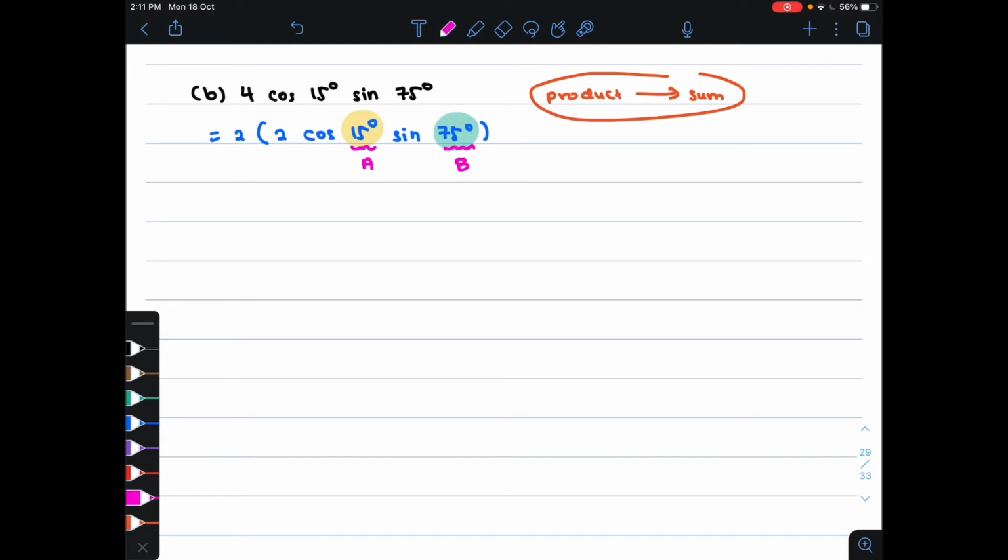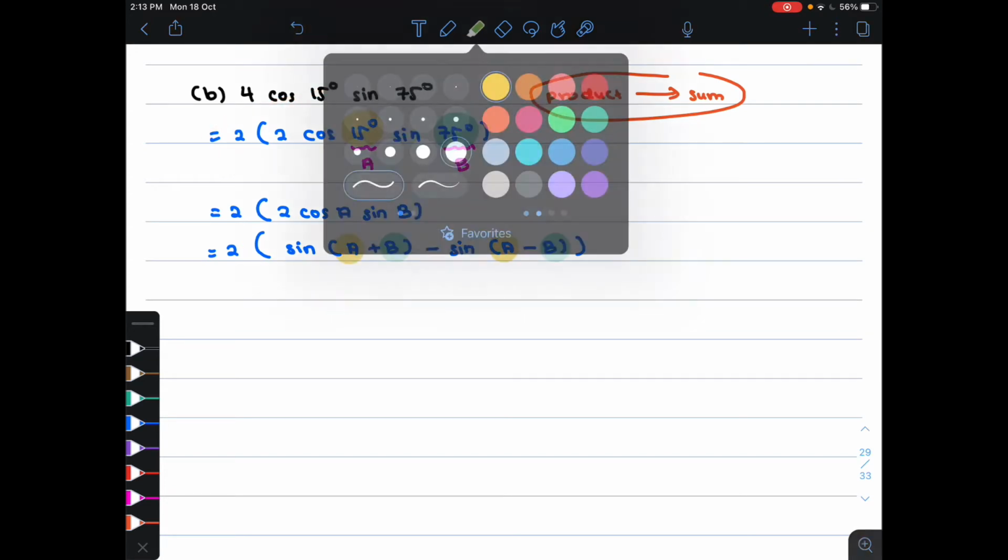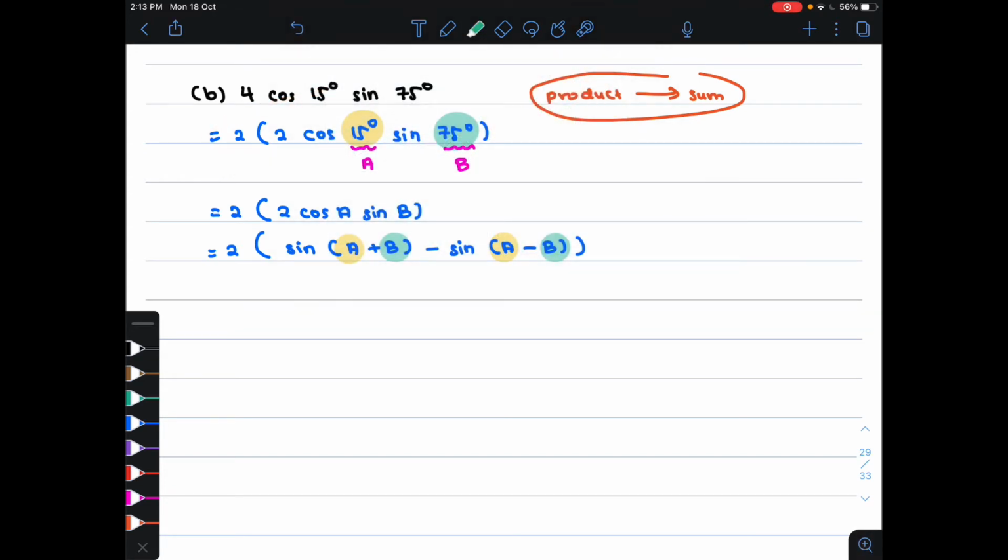Let 15 degree become A and 75 degree become B. The coefficient 2 outside the bracket remains the same. But for 2 cos A sin B, we will apply the product to sum identities, and that will give us this formula. So now substitute A and B back into our formula. A is 15 degree and B is 75 degree.